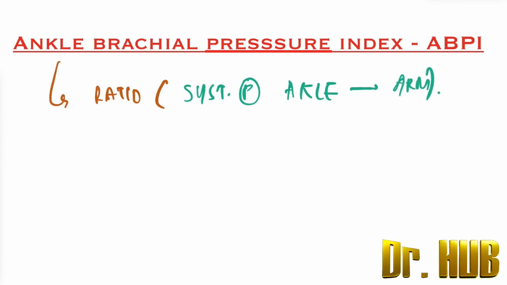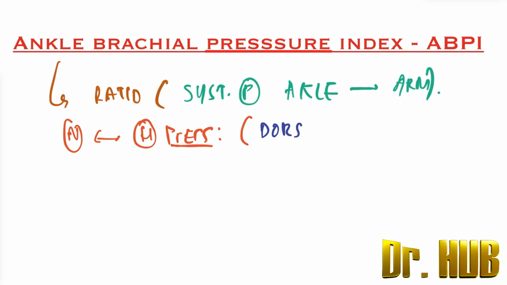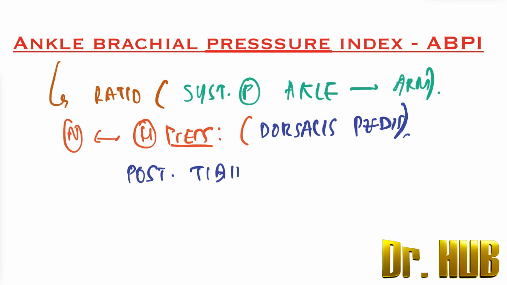The numerator is the highest systolic pressure in the dorsalis pedis, and also the posterior tibial and the peroneal artery.